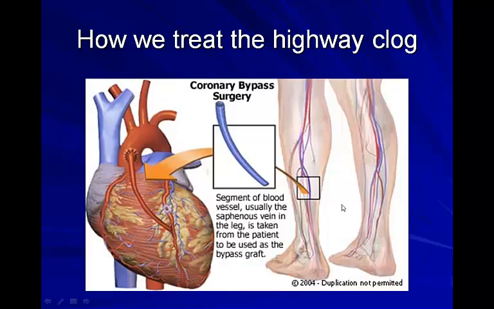So what do we do when we see these clogs in our arteries? Well, a lot of you have heard of bypass surgery, probably heard of double bypass, triple bypass. It literally, again, think of it like a highway. If there's a car accident on the highway and you can't get through that route, you bypass it. You take an alternate route. And that's exactly what they do when they do coronary bypass surgery.